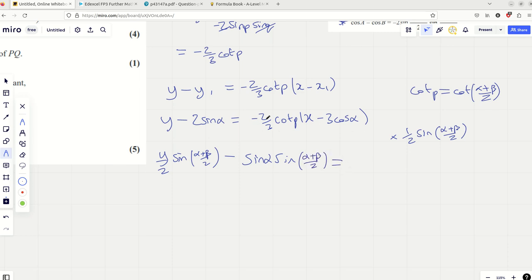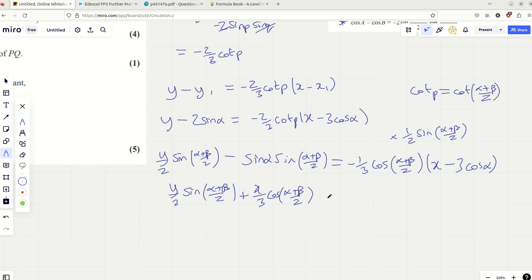Now the 2's going to cancel with that 2 down there, so you're going to get minus 1/3. Now remember, cot p is cot alpha plus beta over 2, and if you times it by sine alpha plus beta over 2, you're left with cos alpha plus beta over 2. Have a little think about that, but that is true. Multiply by x minus 3 cos alpha. If you look as well, when we times that by the x, that's exactly what we wanted, because on this side we wanted y over 2 sine alpha plus beta over 2, and then we wanted an x over 3 cos alpha plus beta over 2.